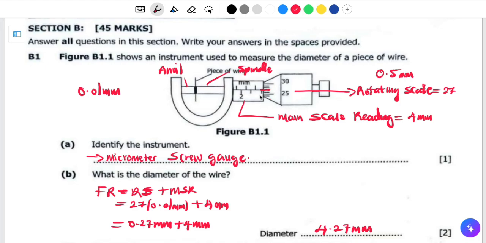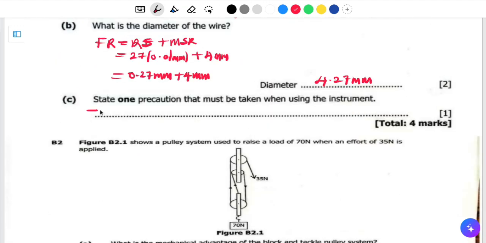Apart from cleaning the anvil, you need to zero the instrument before taking any readings. It should start from 0 before you even take the readings. And also we need to adjust the ratchet. This part here is called the ratchet. So you need to make sure that you adjust the ratchet. You can choose from there. So let me just say: clean the anvil and the spindle before taking readings. Or you can say you need to zero the instrument.